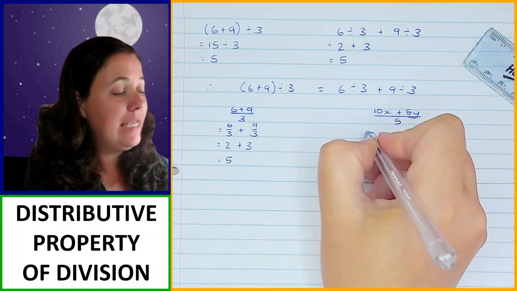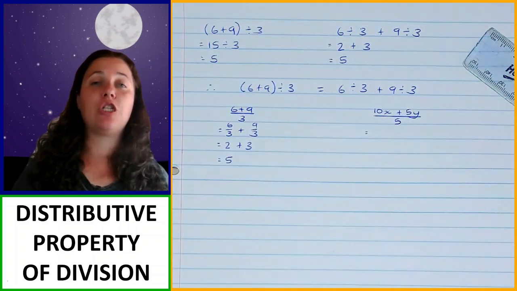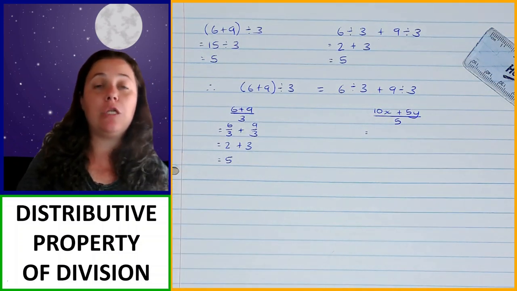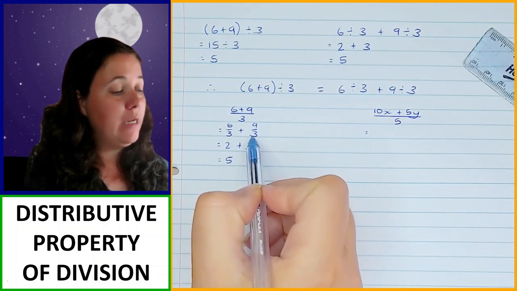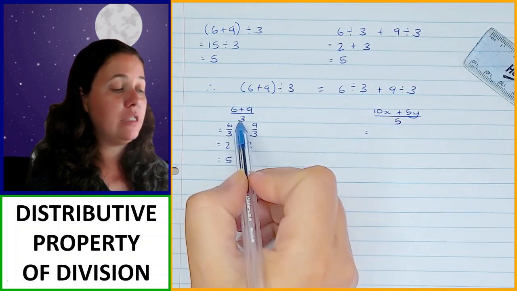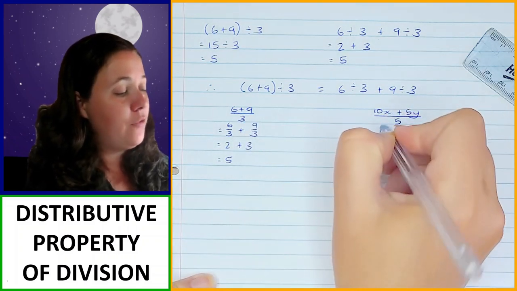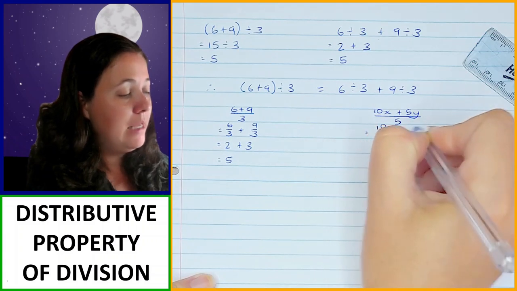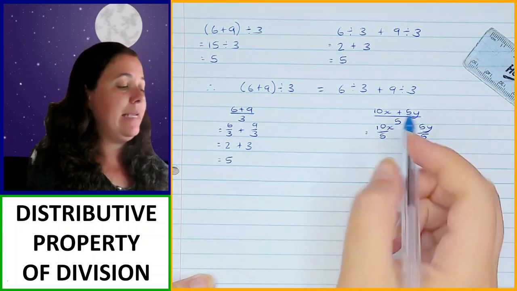So I'm going to take each of those terms in the numerator, and I'm going to split my fraction up with each of those terms as a numerator of its own fraction. But just like over here, the denominator for each of those fractions is going to be the same as what I started with. Okay, so I've got 10x over 5 plus 5y over 5. And now I can simplify each of those.